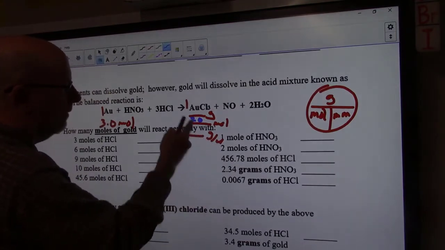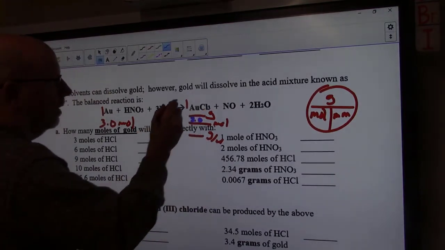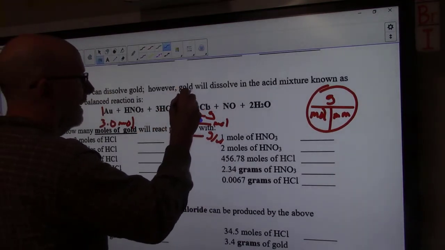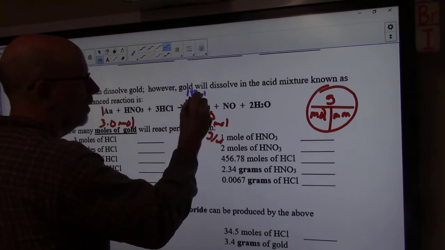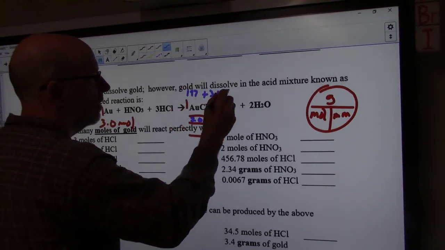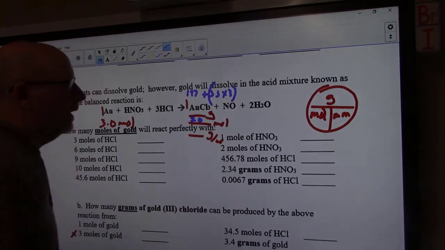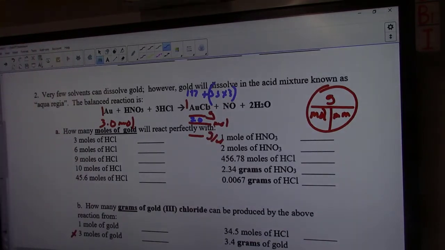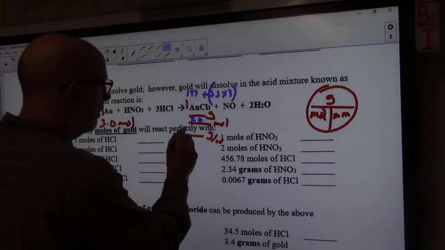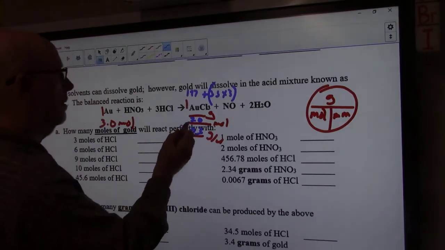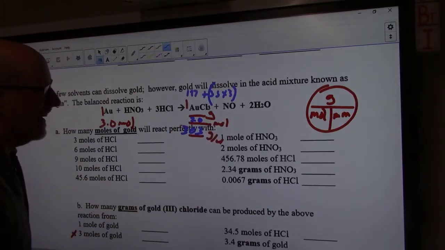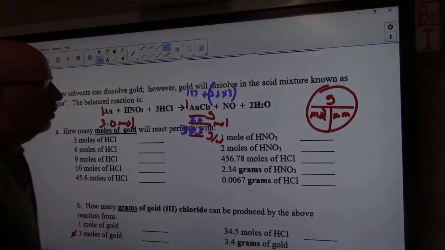My molar mass of AuCl3 is going to be 197, I think, for gold, plus 35 times 3, which is 105. 105 plus 197 is 303. Sorry, this is hard to see. 303 grams per mole times 3 moles is 909 grams of gold(III) chloride.